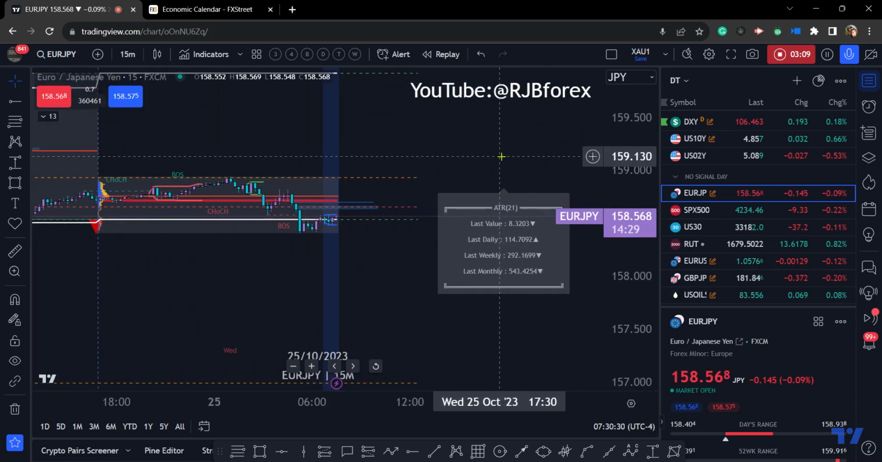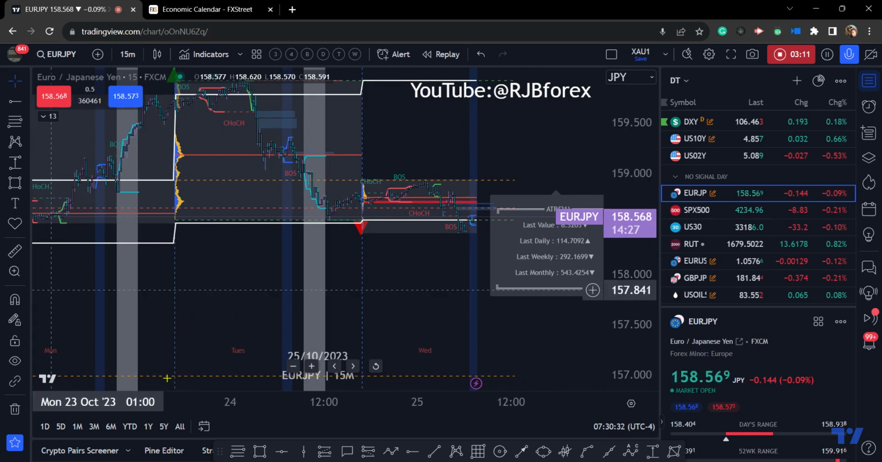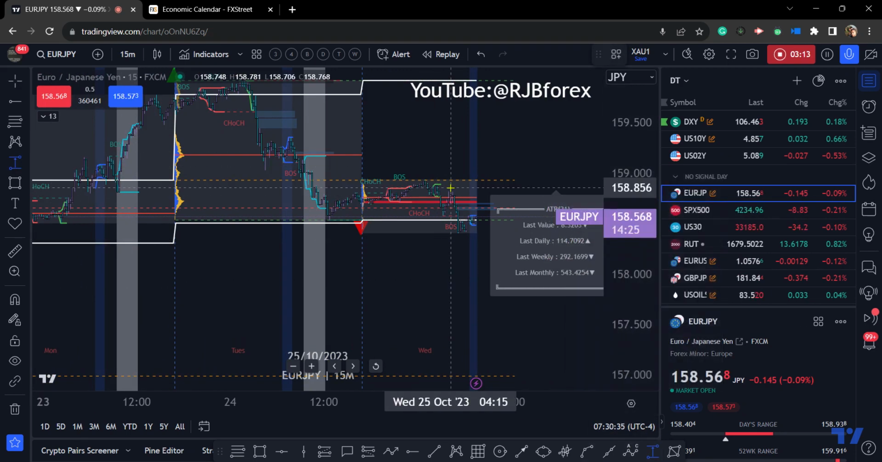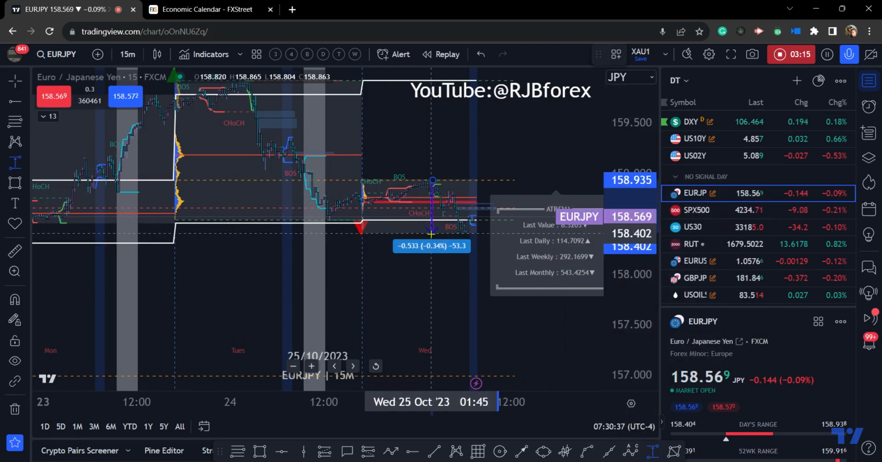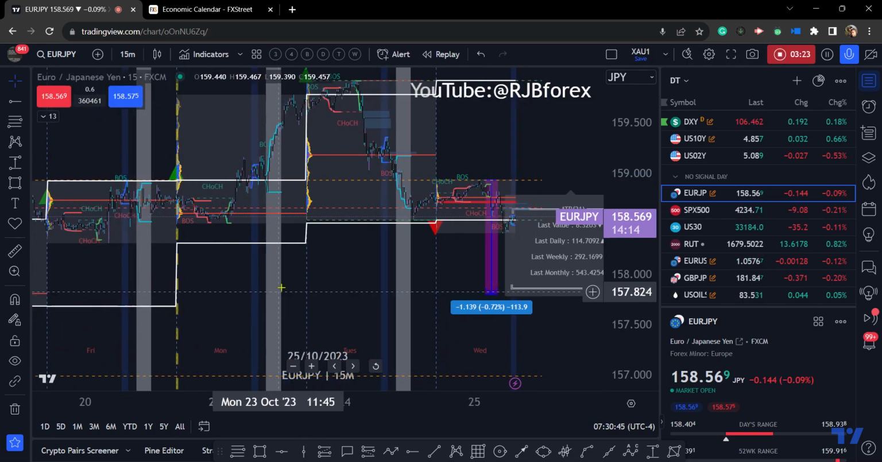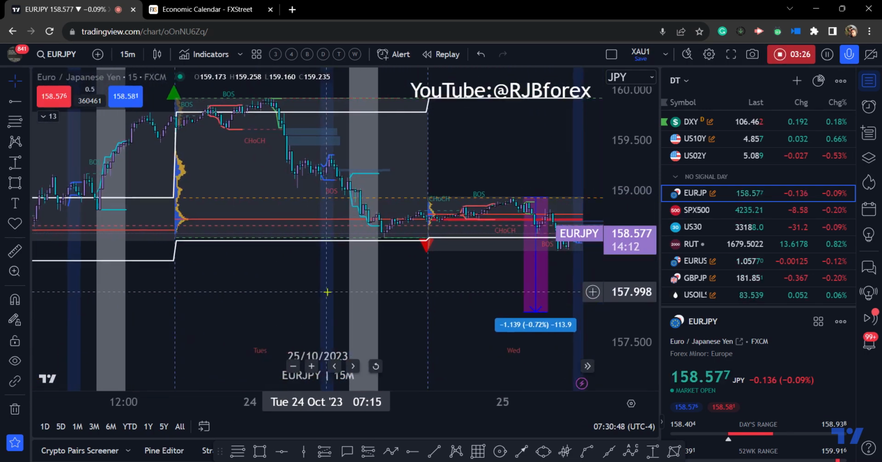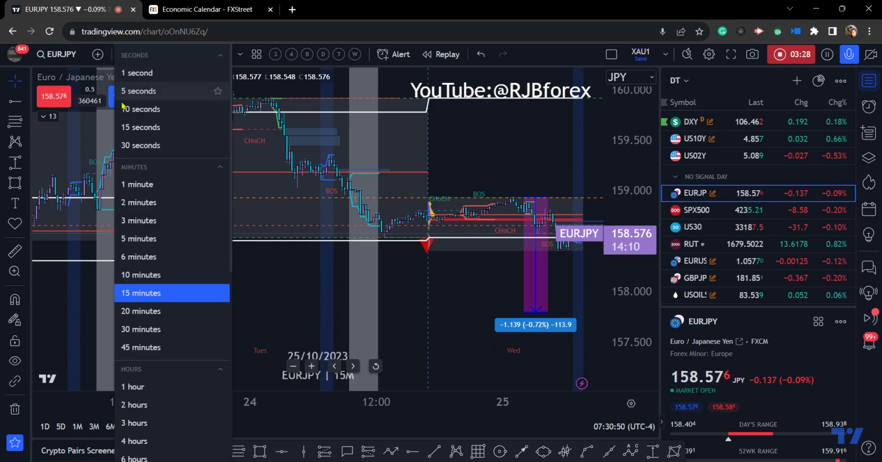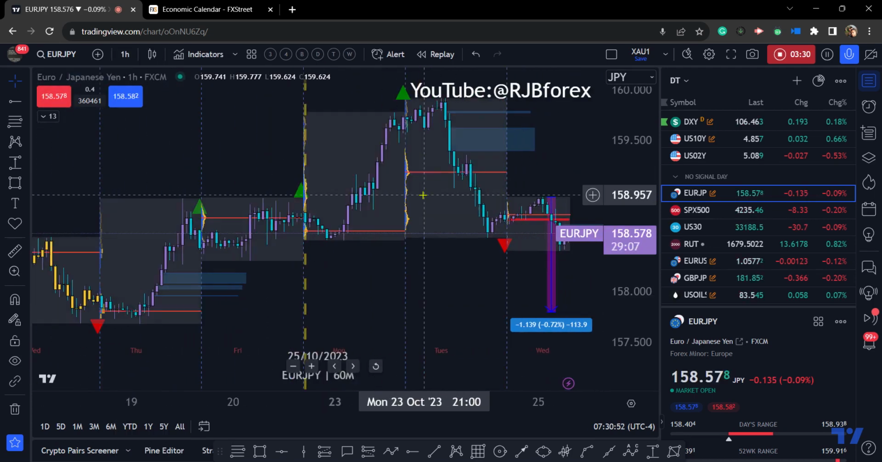ATR, right, 114 points on that. How many have we done so far? Right, I've only done 53 points, so 114 points is all the way down into here somewhere. Right, does that line up with anything significant to the left? I'll use an hourly chart for this.